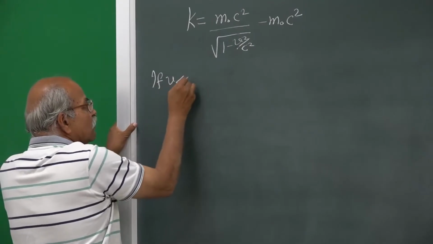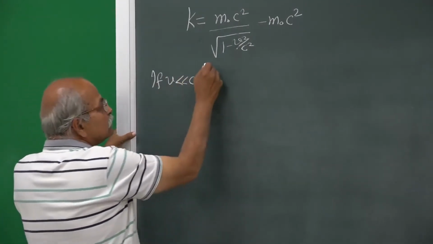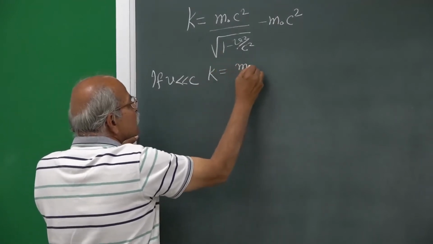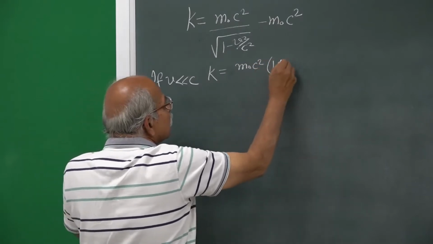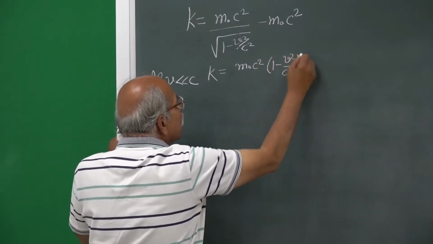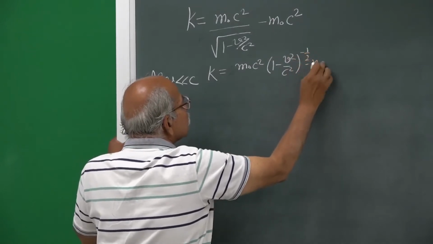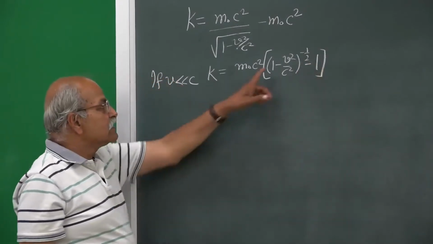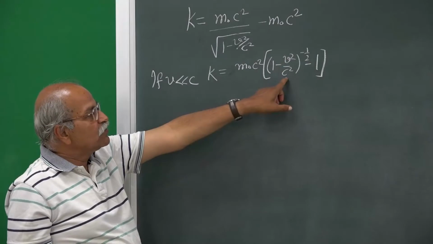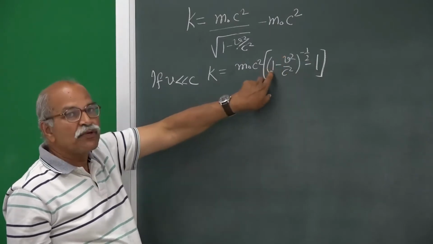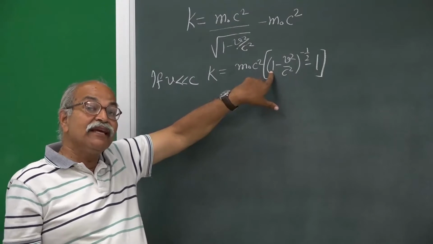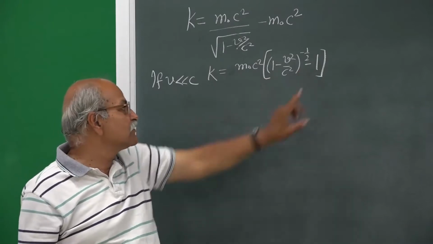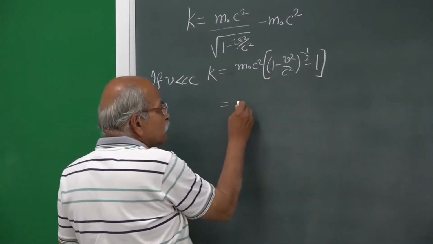If v is very small as compared to c, then you can write this kinetic energy as m naught c square times 1 minus v square by c square to the power minus half, and then minus 1, taking m naught c square common. Since v is very small as compared to c, this quantity is small as compared to 1, and I can use binomial theorem and retain the first non-zero term. Remember that minus 1 is there.